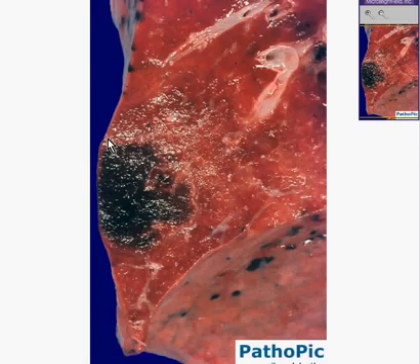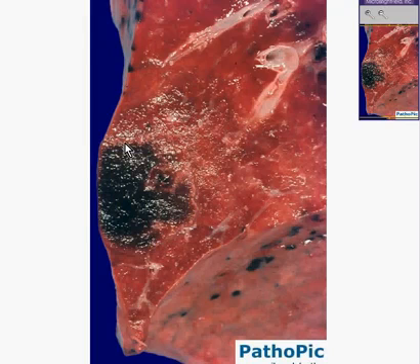Whenever you see a fairly well-defined hemorrhagic area, especially at the periphery of the lung, in which it is abutting on a pleural surface, you can probably guess correctly 95% of the time that this is a pulmonary infarct. Infarcts of the lung tend to be very hemorrhagic.